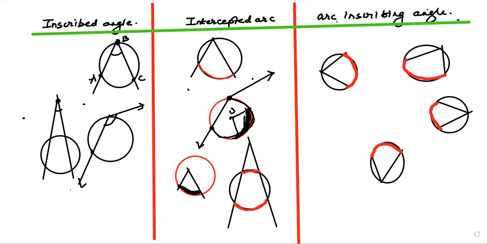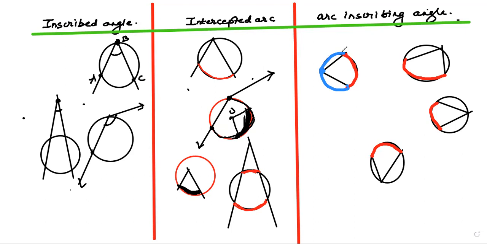But here, the heading was, children, which is an arc inscribing the angle. Just have a look at this, children. I'll just show you. Look at this blue color arc. The arc contains the vertex of the inscribed angle. Got it? And also it contains these two points of the sides.